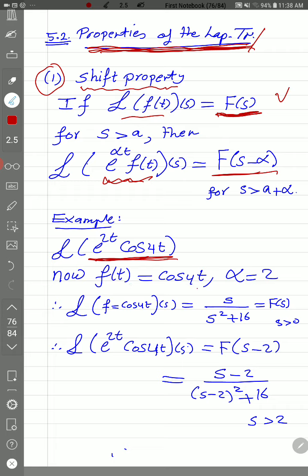So here it's very easy. Your f of t is cosine 4t, and your alpha is equal to 2. So in fact L of f of t is just this one here. So this is your F of s. So you just need F of s minus alpha. So exponential this, you just put here s minus alpha, alpha equals 2, so you get it. So either you get it from this property or from the table. So this is a very easy example for this property.